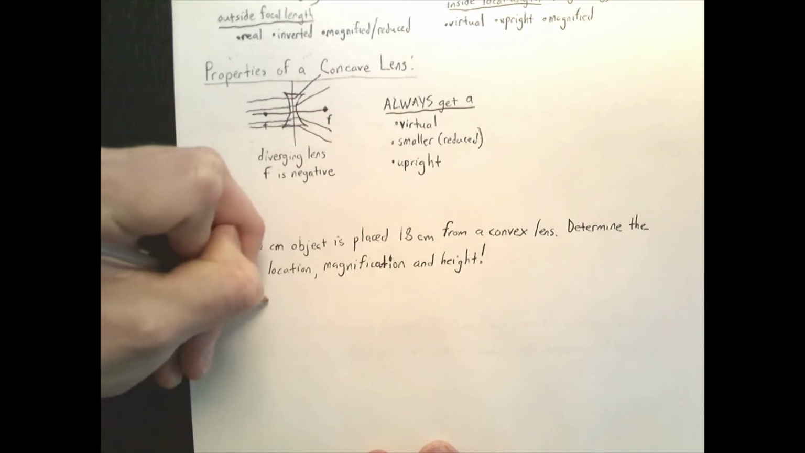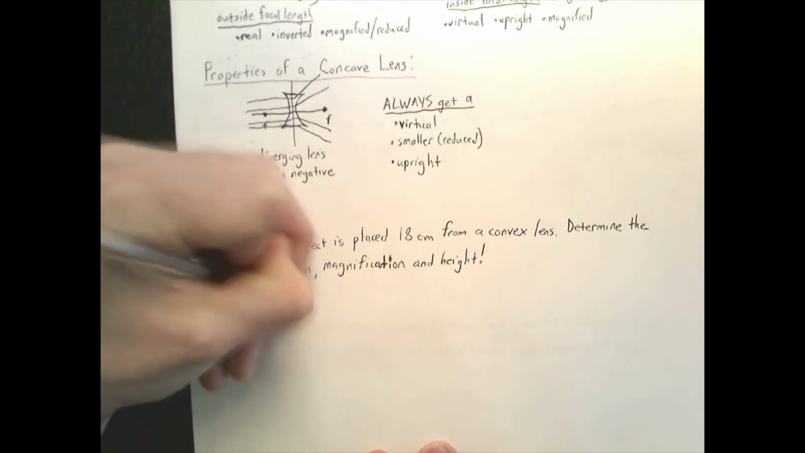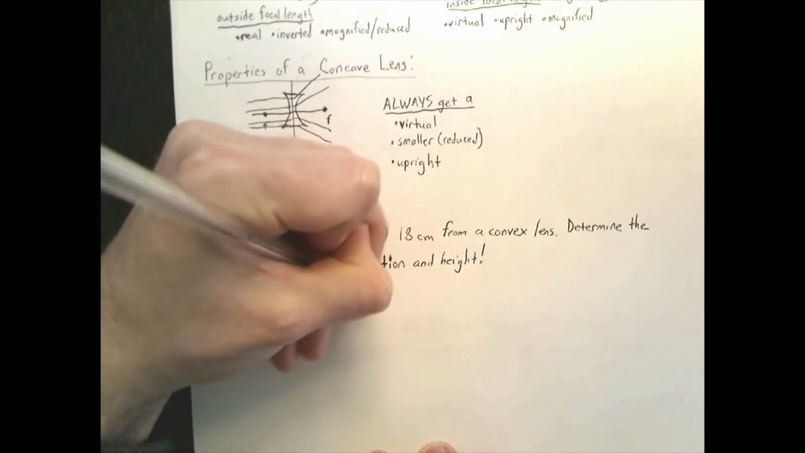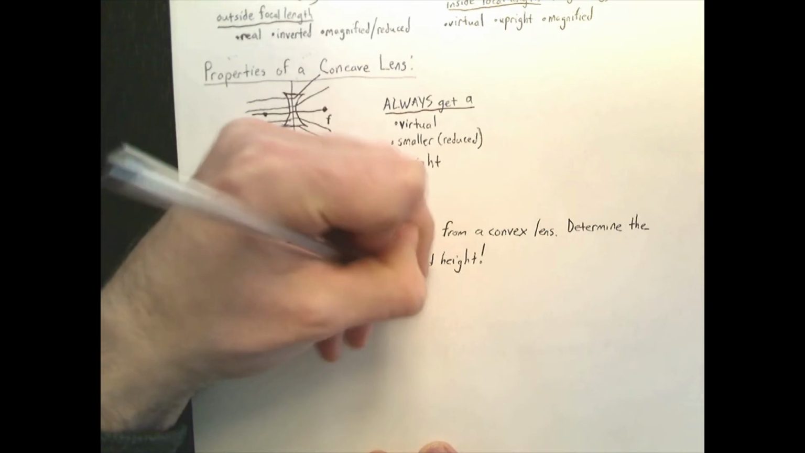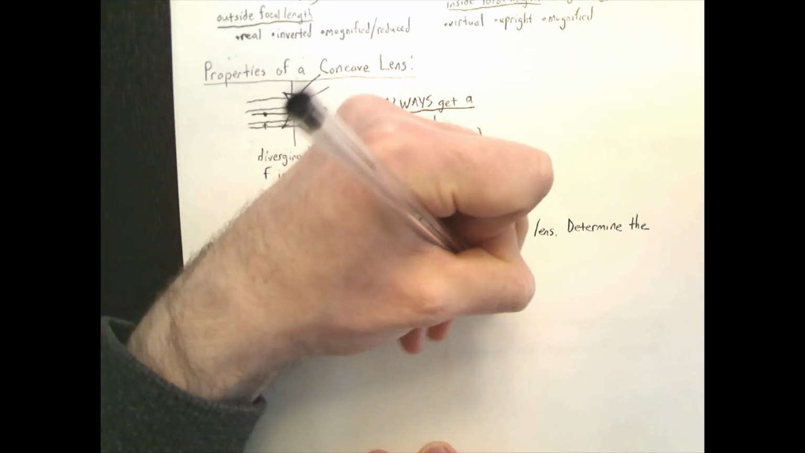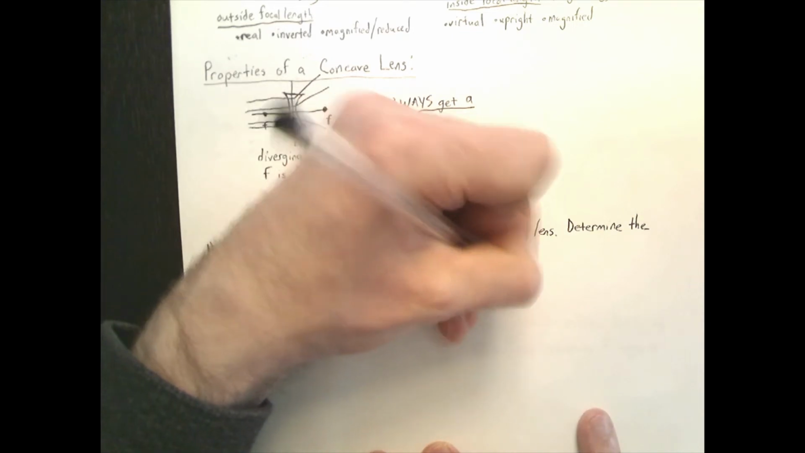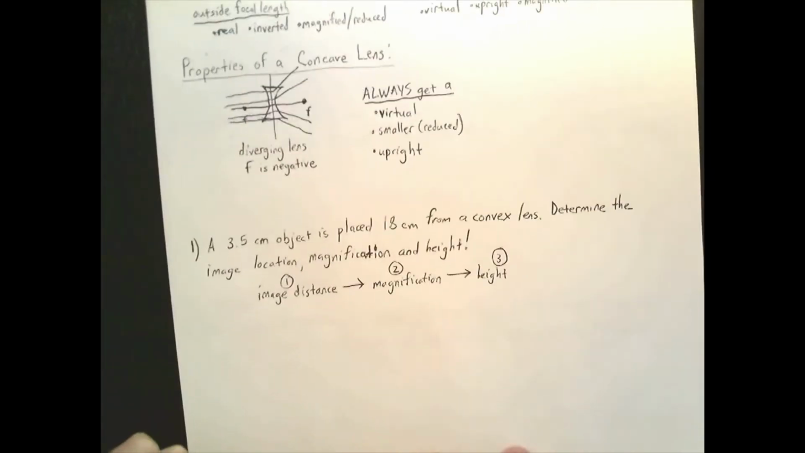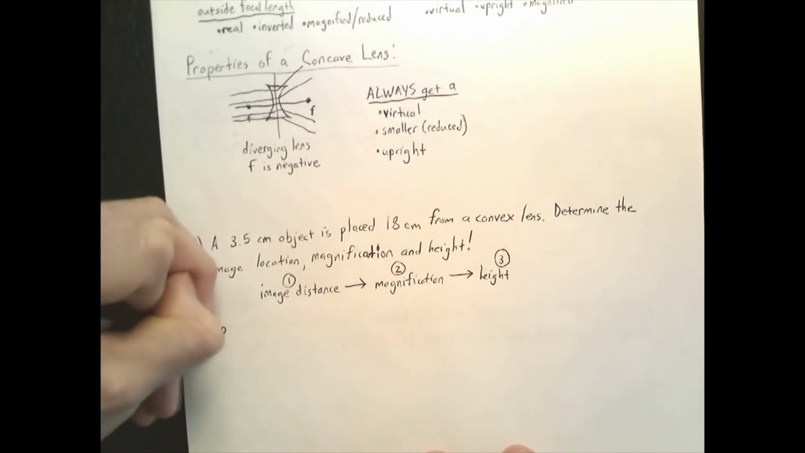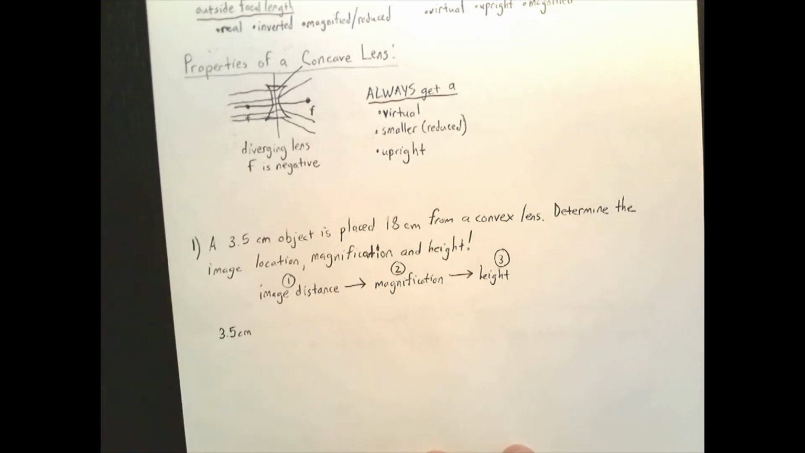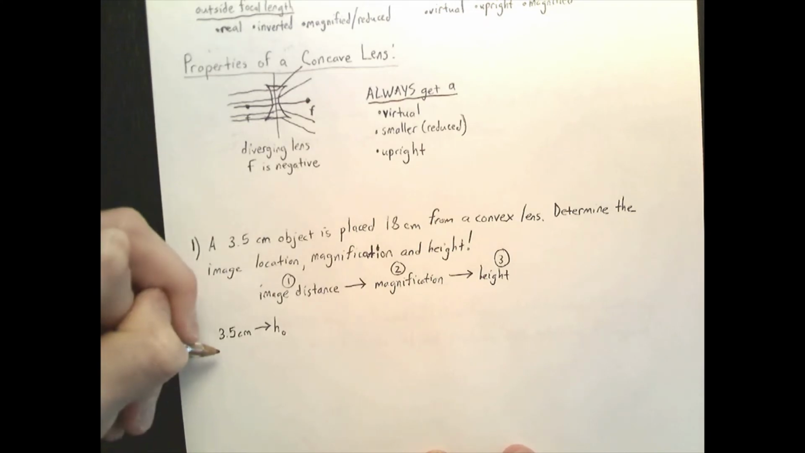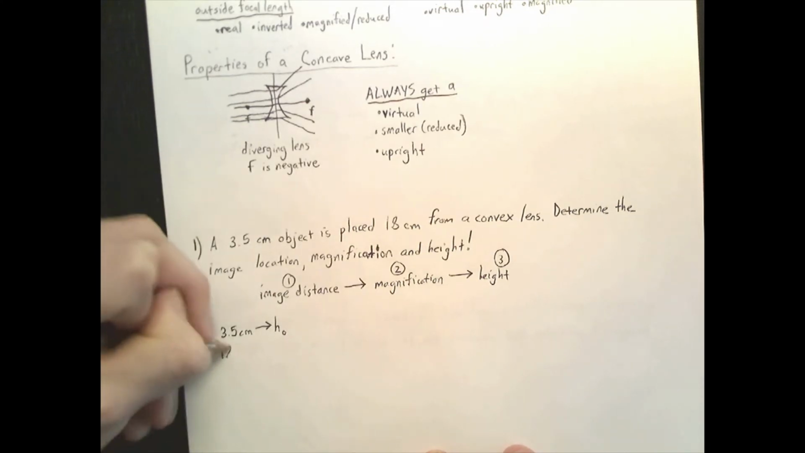So we're always going to get image distance first. The next step is we're going to find the magnification using the image distance we just found, and then we're going to get the height. This is a very typical way to tackle these kinds of problems. So let's figure out what we know. We know that the object is 3.5 centimeters itself, so this is referring to the height of the object. We also know it is placed 18 centimeters.